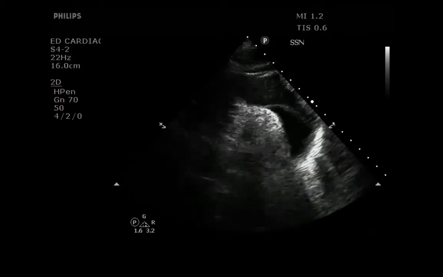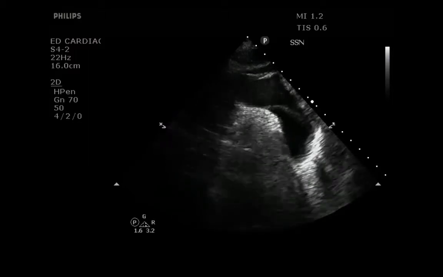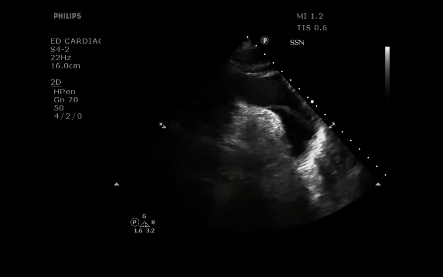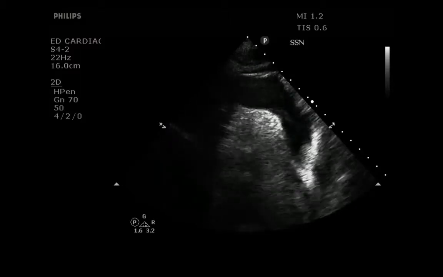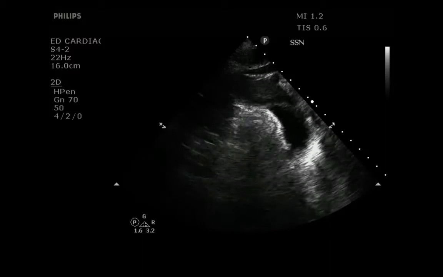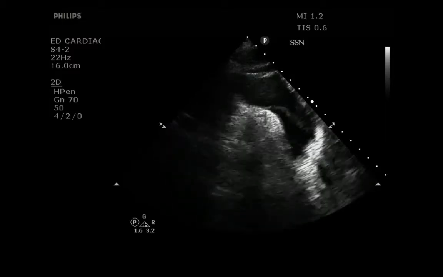This is a patient I had about a year ago who came in with chest pain radiating to his back. We took a look with our echo probe. His parasternal and apical views looked okay. We switched up to a suprasternal notch view, and this is what we saw.